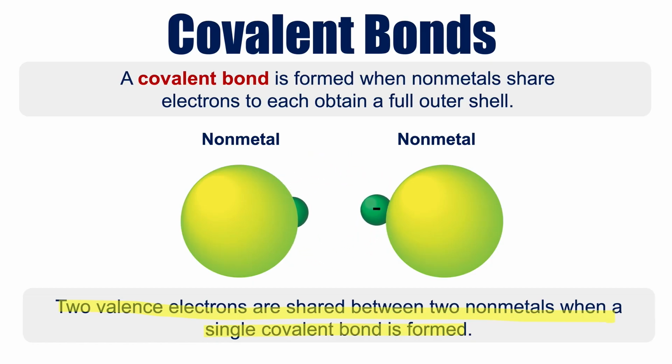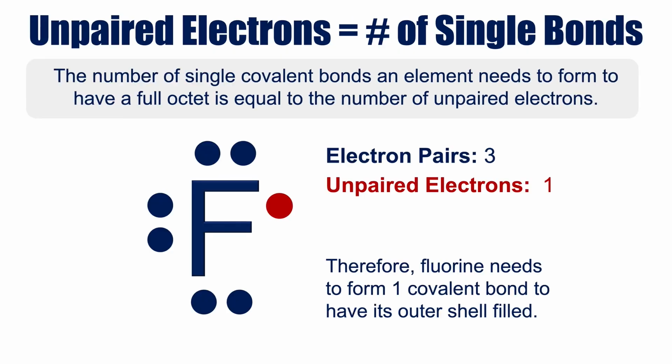So in a single covalent bond formed between 2 nonmetals, 2 valence electrons are being shared back and forth. We can use an electron dot structure to determine how many single covalent bonds an element needs to form to have that full octet. The number of single covalent bonds an element needs to form to have that full octet is equal to the number of unpaired electrons in the electron dot structure.